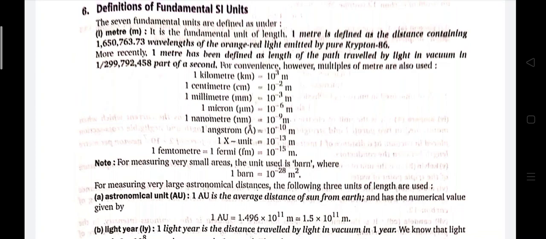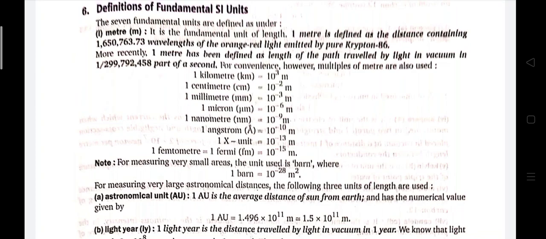Then for measuring very small areas, we use the unit barn, BARN, which is equal to 10 raised to power minus 28 meter square. Then we have to measure very large distances, like the distance of the sun from the earth. For that we use the astronomical unit. One astronomical unit is the average distance of the sun from the earth and has the numerical value 1.496 into 10 raised to power 11 meter, approximately 1.5 into 10 raised to power 11 meter.